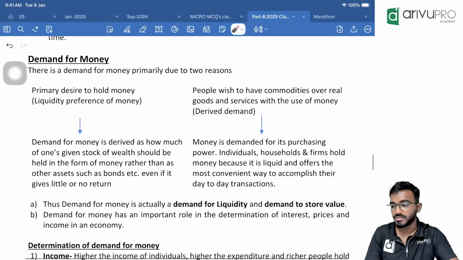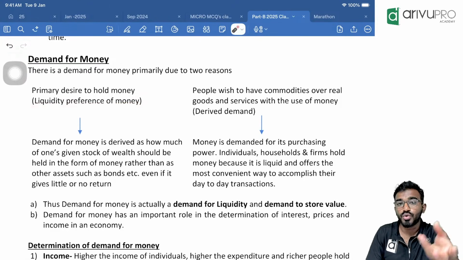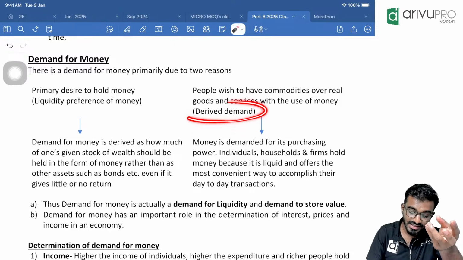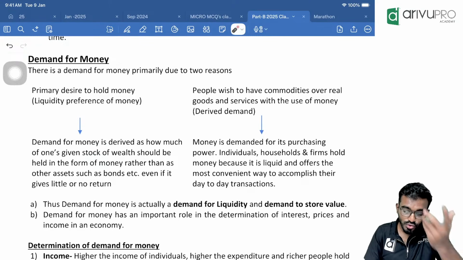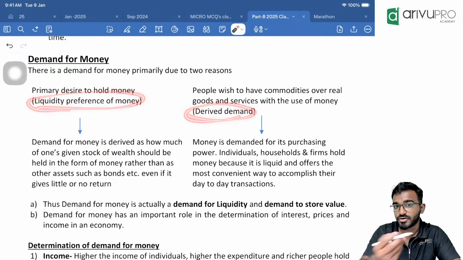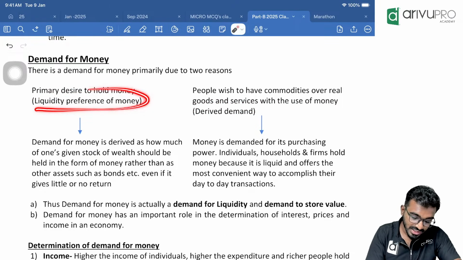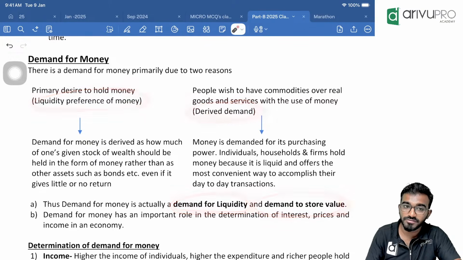See, demand for money is basically for two kinds. One, liquidity preference, in order to hold liquid money in hand. Second one is a derived demand. That means we need to buy goods and services, for which we need money. So we are deriving the goods and services demand. Second one, liquidity for emergency purposes. So these are the two main demands for money. One is demand for liquidity. Second one is demand for goods and services, that is storing the value.